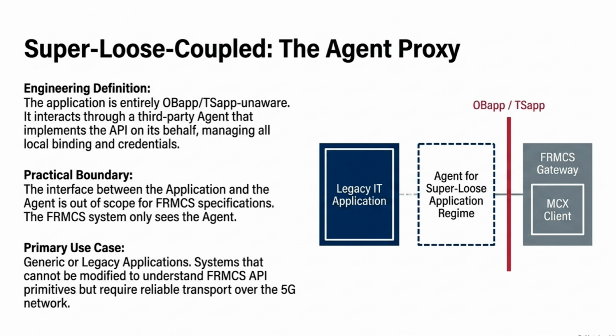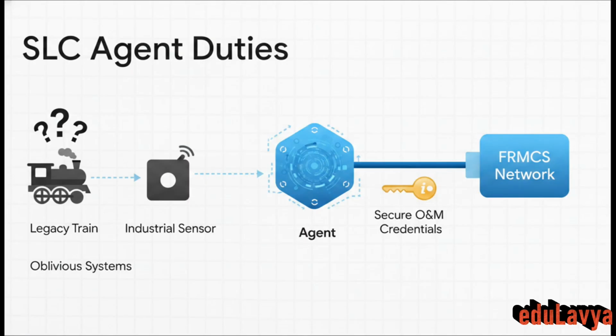Think of it like hiring a dedicated translator who is perfectly fluent in both the old legacy language of the train and the cutting-edge language of FRMCS. This agent steps in and handles all the messy complexities of loose coupling for the oblivious application. It manages specific credentials through an operations and maintenance, or O&M, interface, which securely binds the application to the network locally. This is incredibly powerful.